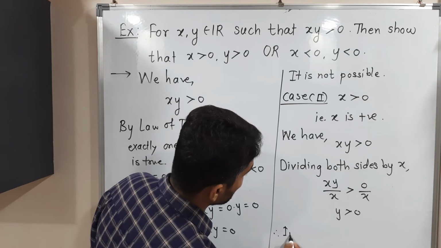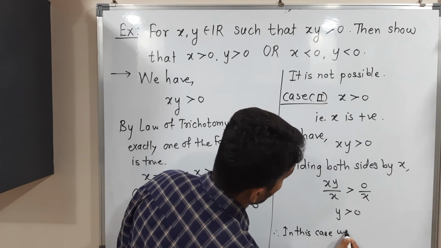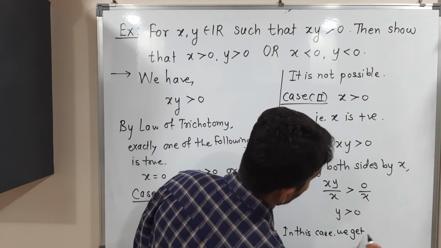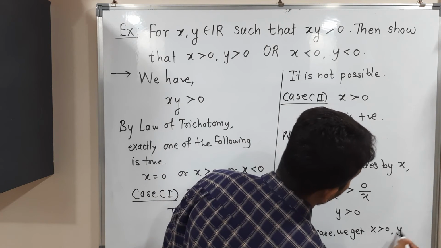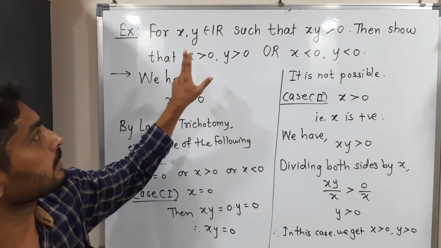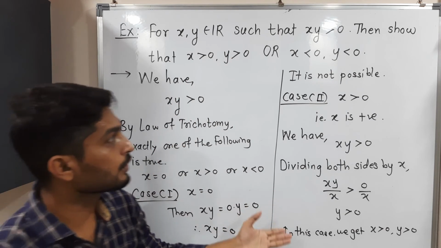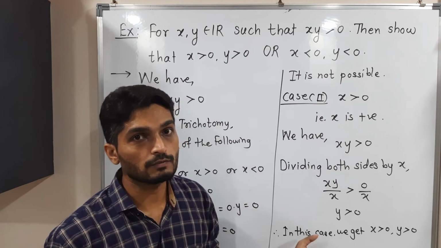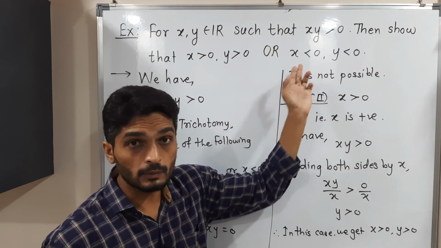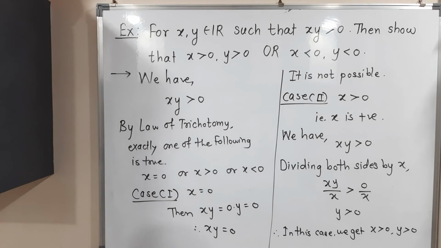Therefore, in this case we get x is greater than 0 and y is also greater than 0. That means if I assume x is greater than 0, then we are getting y is greater than 0. Let us go for the last case. The last case is obviously x is negative, and I will prove that if x is negative, y is also negative. You can make a screenshot of it, and after that we will go for last case.